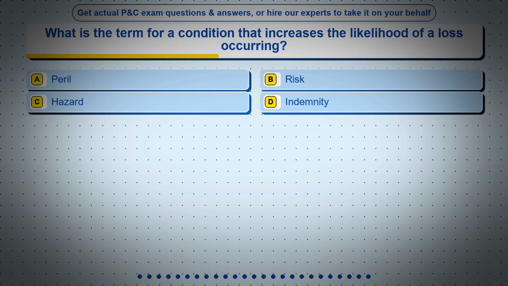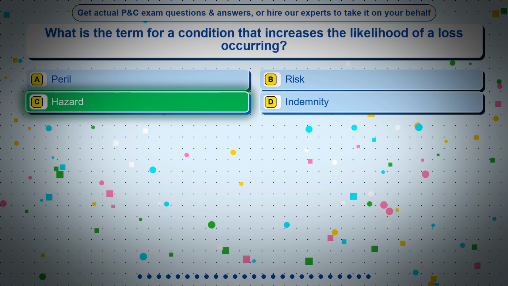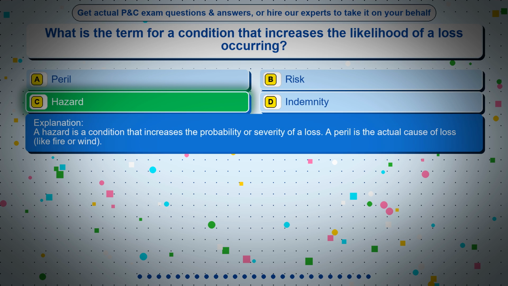Option A, peril. Option B, risk. Option C, hazard. Option D, indemnity. The correct answer is option C, hazard. A hazard is a condition that increases the probability or severity of a loss. A peril is the actual cause of loss, like fire or wind.